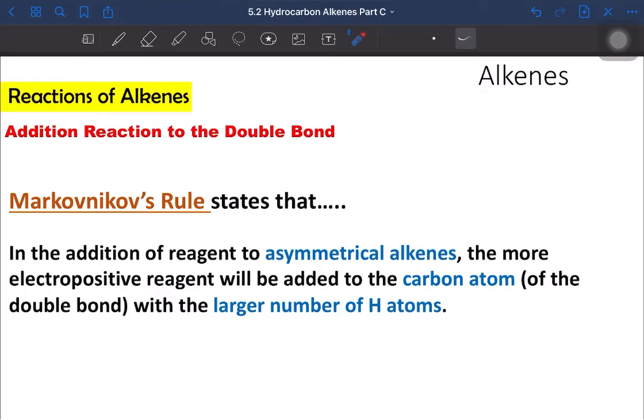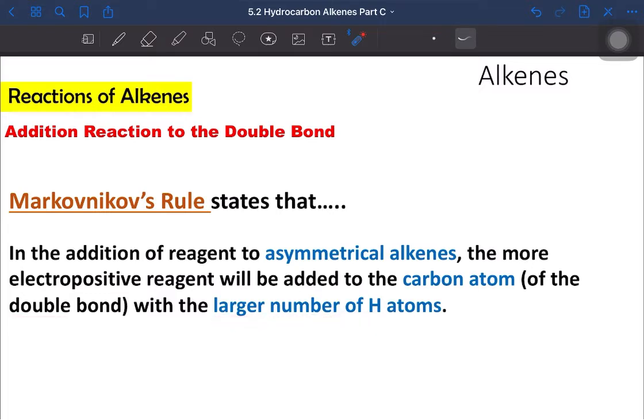Alright, so before we proceed to the rest of the addition reactions of alkenes, we're going to look into the Markovnikov rule. So what is the Markovnikov rule? The Markovnikov rule states that in the addition of a reagent to an unsymmetrical alkene, the more electropositive reagent will be added to the carbon atom of the double bond with the larger number of hydrogen atoms.